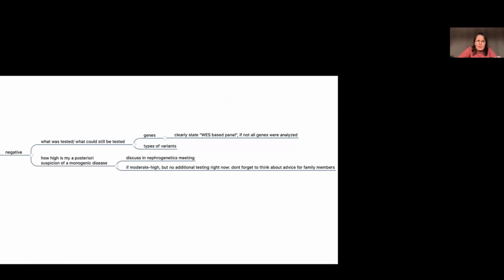If it's negative, we need to review what was tested, what could still be tested, what genes were tested. It's important to clearly state that you ran an exome-based gene panel, if not all genes of the exome, and so all coding regions of the DNA were analyzed. And it's also important to think about what kinds of variants were tested. Basically, the question is, how high is my a posteriori suspicion of monogenic disease after this result? And if you think it's still high, then you also need to think about advice for family members.